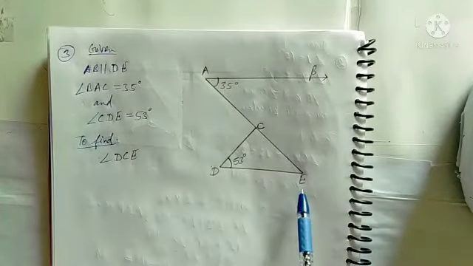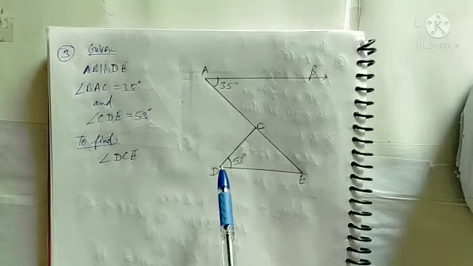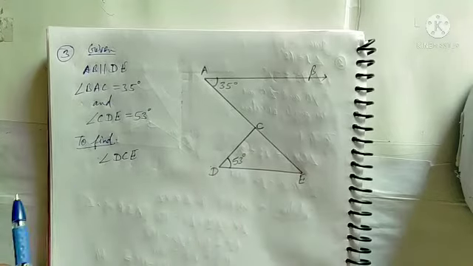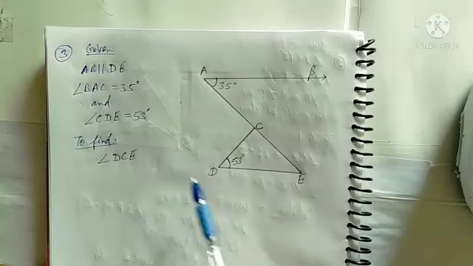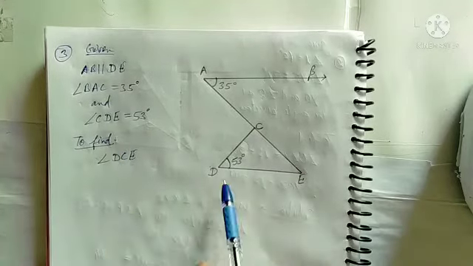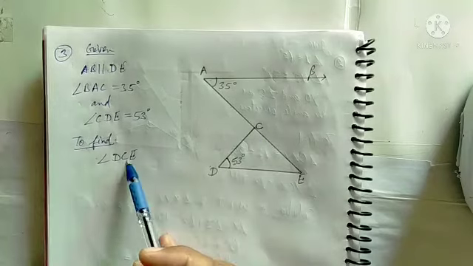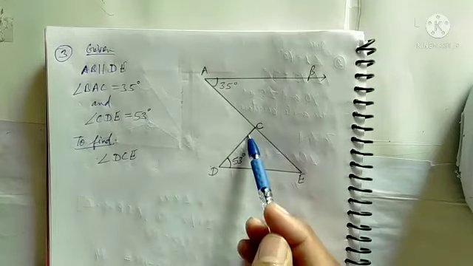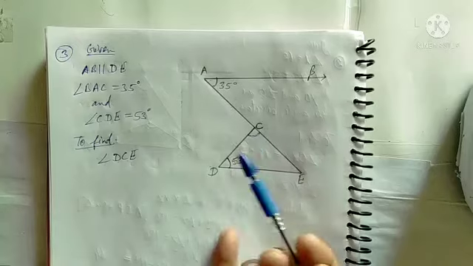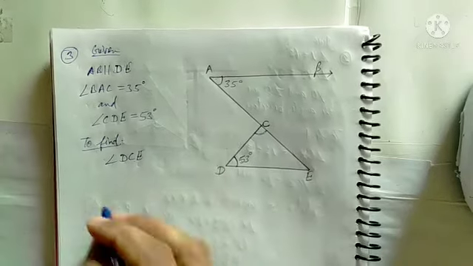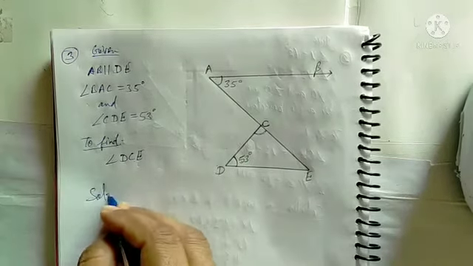Here it is given AB parallel to DE and angle BAC is 35 degree and angle CDE is 53 degree, and we want to find out DCE, this angle. It's so simple. See, we will start the solution.